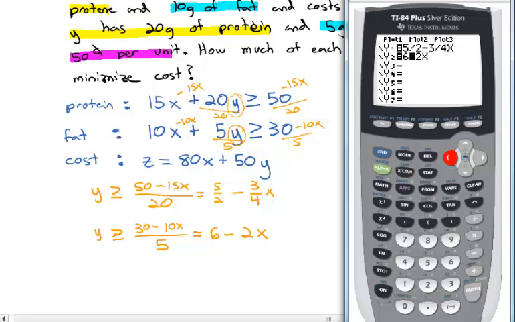And scrolling over so that we can shade the correct direction. Notice these, the y is greater than a value. We want to shade above the line. So hit enter until the part above the line is shaded. Be careful not to grab the thick line. We want above the line. Don't get those mixed up.